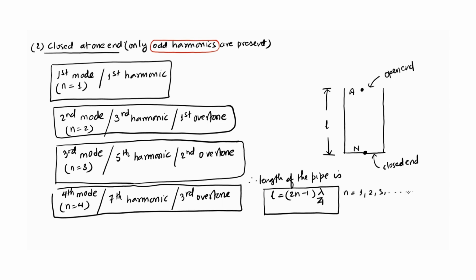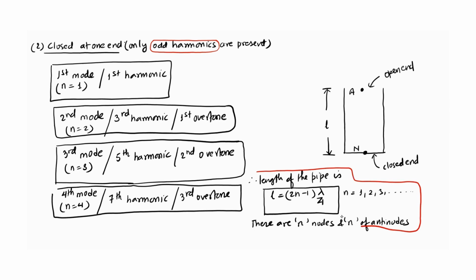Clear? And in case of closed organ pipe with one end closed, okay, there are n number of nodes. So I'm writing in short, there are n nodes and n antinodes. So this is a very important concept to be noted, okay, while solving the problem related to closed organ pipe with one end closed. So this is to be noted, okay.